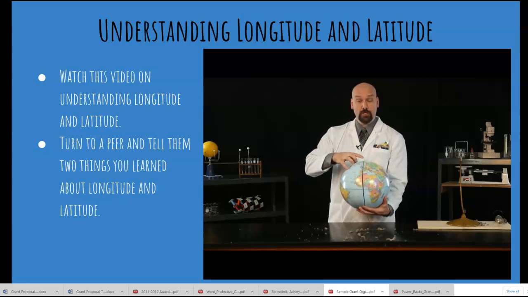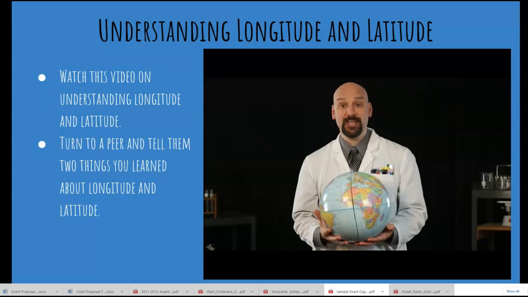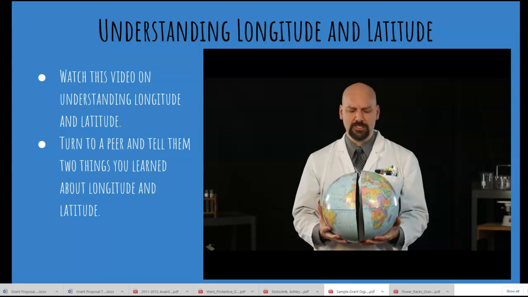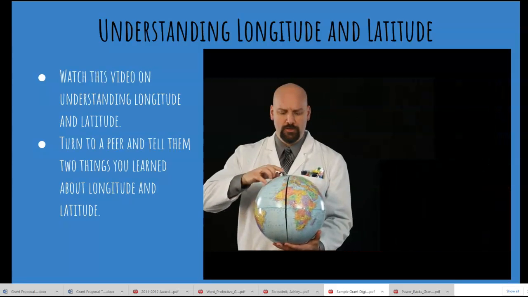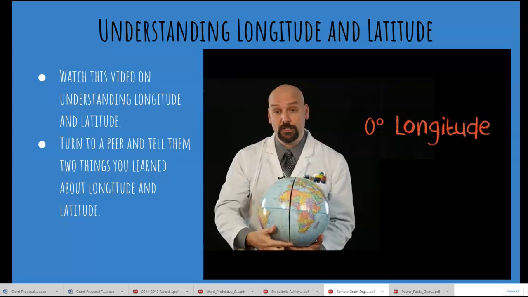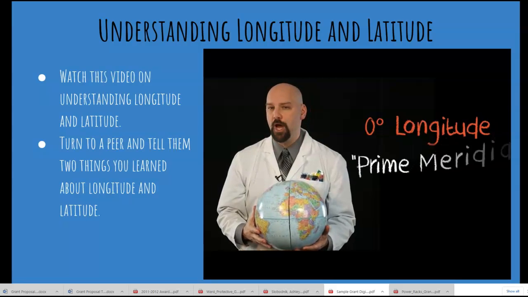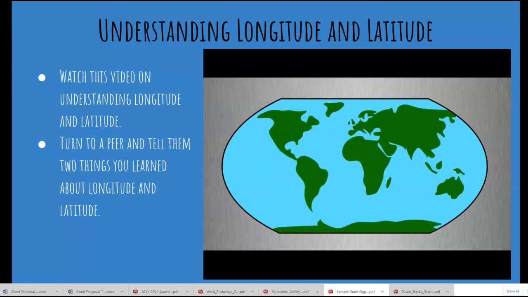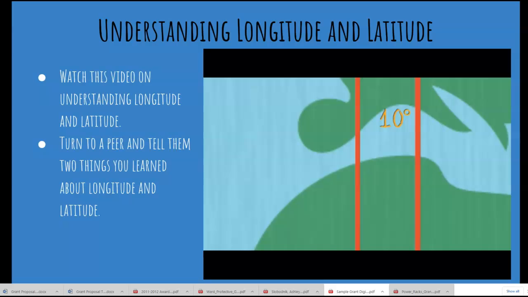longitude lines run north to south, but they separate east and west. To help identify these lines, we number them. This line is 0 degrees longitude, also known as the prime meridian. Degrees in this case isn't temperature, it's a unit of measure that tells how far away from the center we are. So we start with 0 degrees, and we move away from the center. So this line would be 10 degrees, and this one would be 20 degrees, and so on.